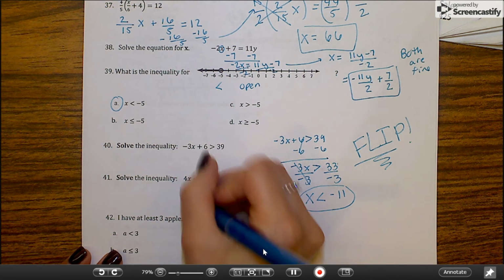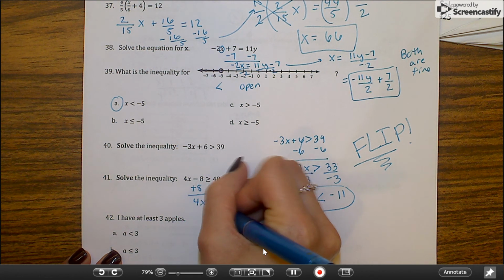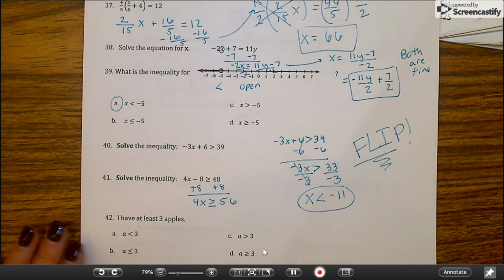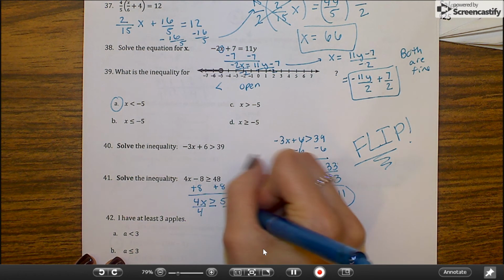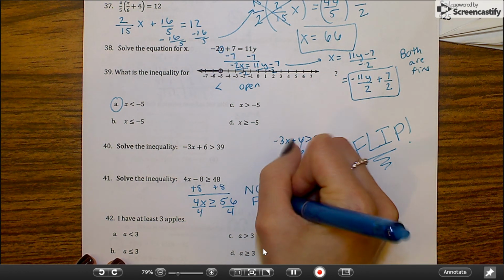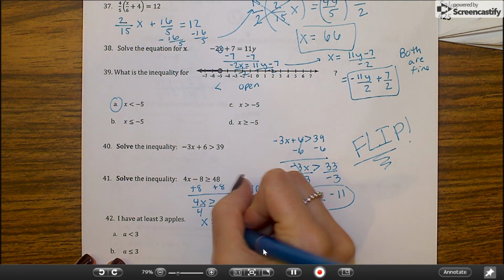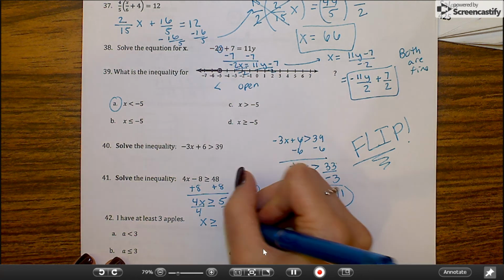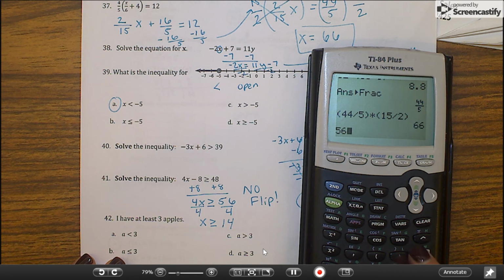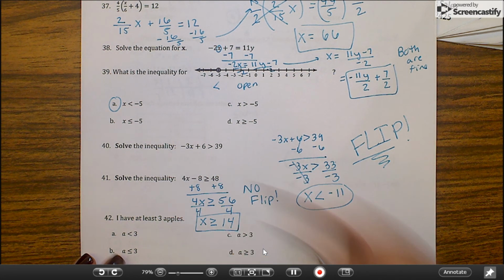The next one, plus 8. Divide by 4. 4 is positive, so no flipping. When I divide by 4, I get 14. If I wasn't sure, I would take 56 divided by 4, and I get 14. X is greater than or equal to 14.